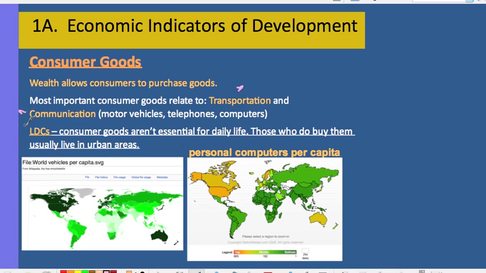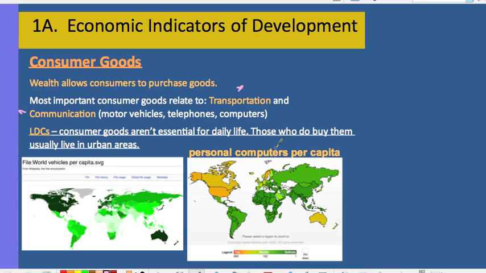MDCs usually have lots of money for consumers to buy. And so you can see down here, this is looking at vehicles per capita. So the darker the color, the more cars per person. You can see the wealthy areas are Canada, the United States, Western Europe, Australia, and New Zealand. And then other areas where they don't have as many cars per person. You can see here in Africa, India, Pakistan, they don't have a lot of people that can have cars. They have a very low number. And over here, this is personal computers per capita.